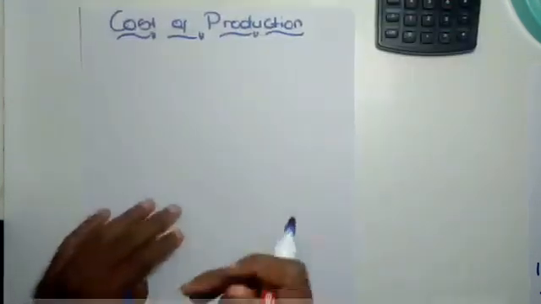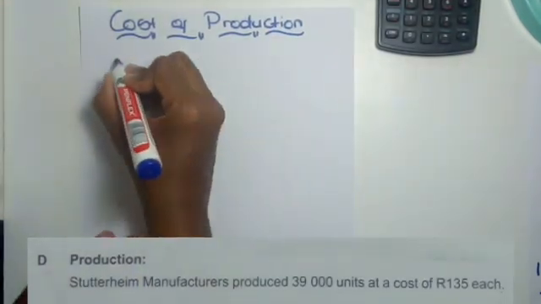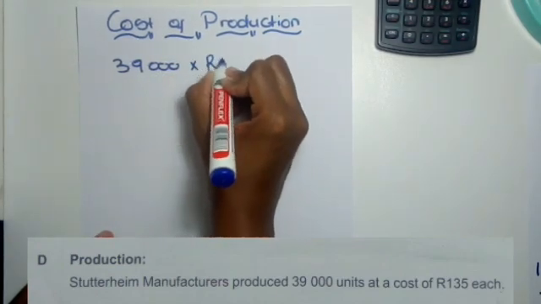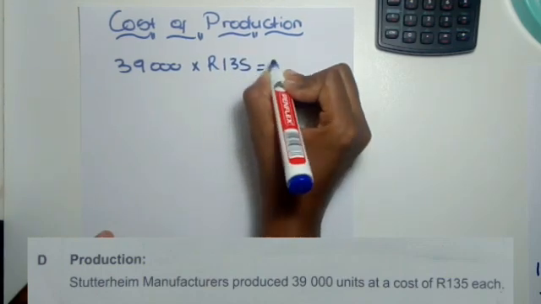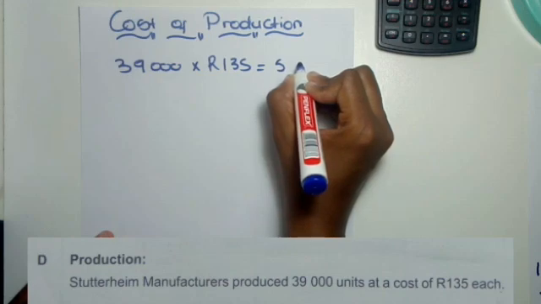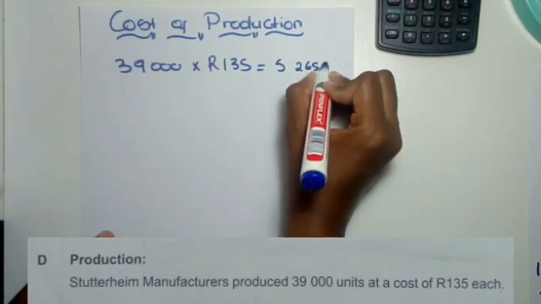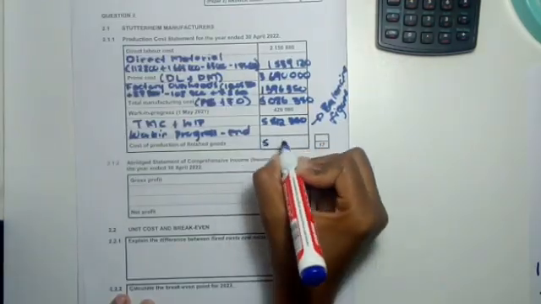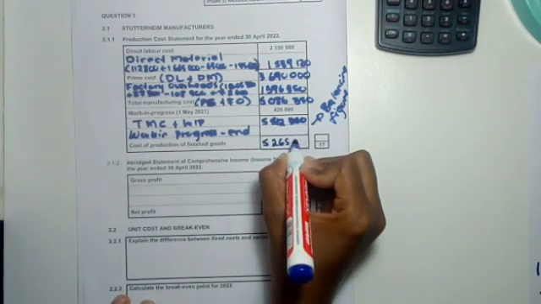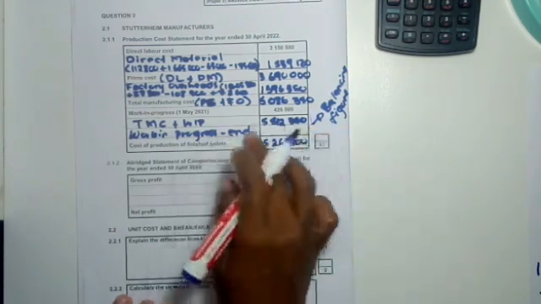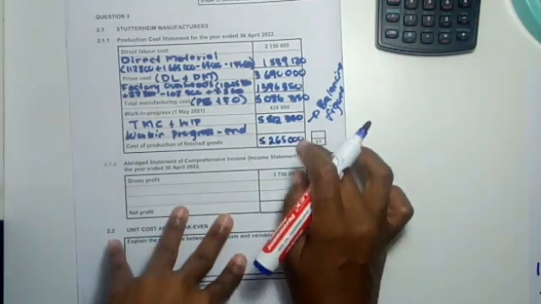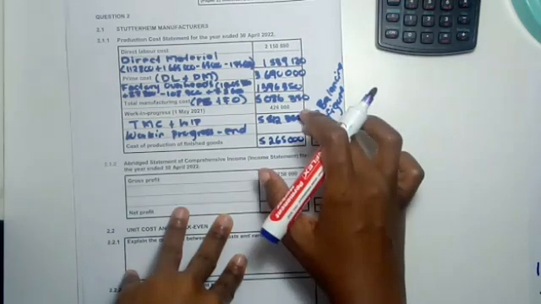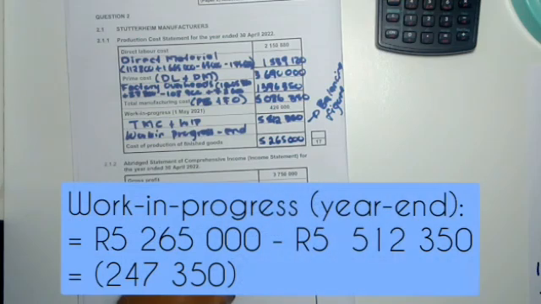So the calculation for cost of production is just as simple as taking our units and multiplying it with a cost per unit, and it gives us a total of 5,265,000. We put it in our answer book and then use it to calculate our balancing figure. So if I take this amount and I subtract the amount that was of this total right here, I will get my balancing figure.